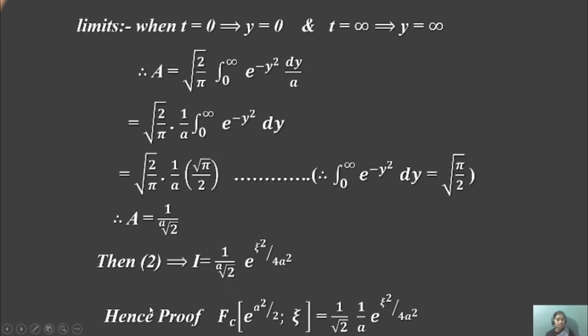Hence proved, left hand side equals right hand side of the equation, for giving an example, that is the Fourier transform of e to the power -a²t² equals 1/(a square root of 2) e to the power -ξ²/(4a²). Okay, this is the first example.